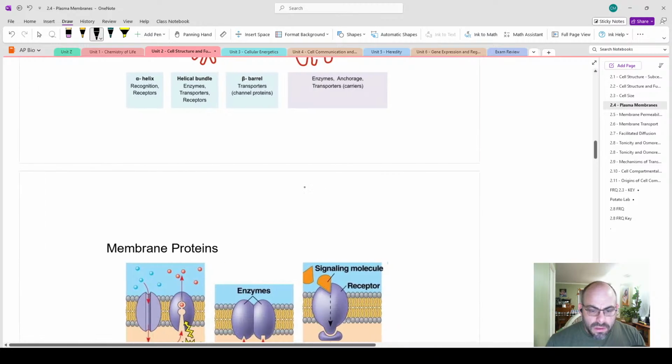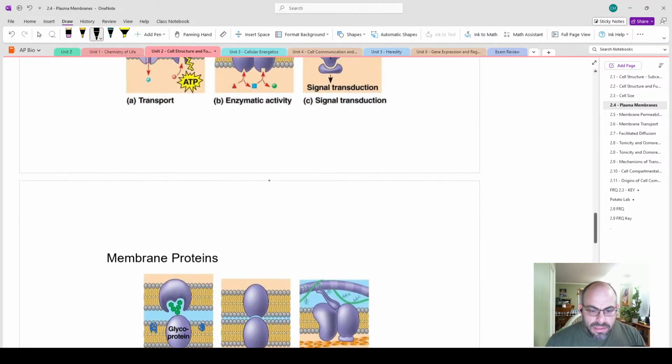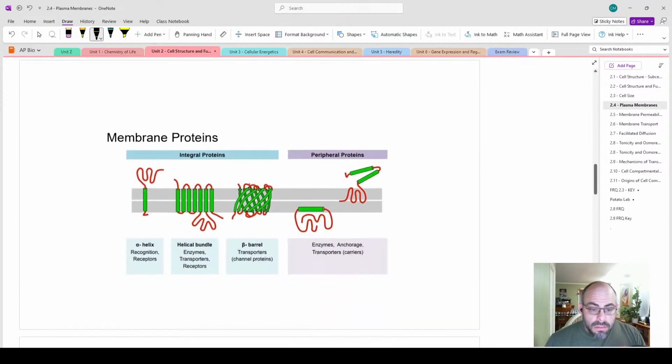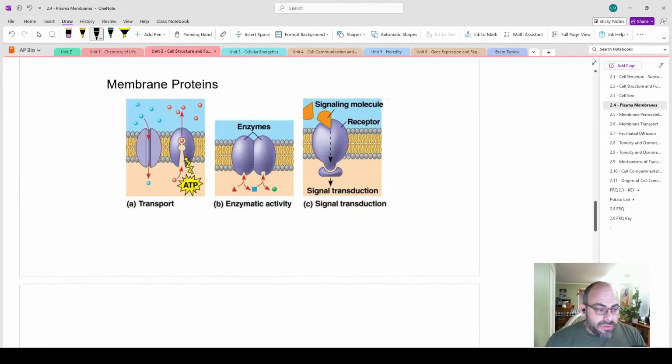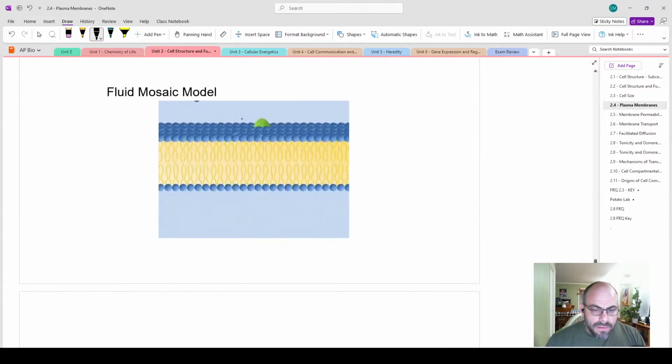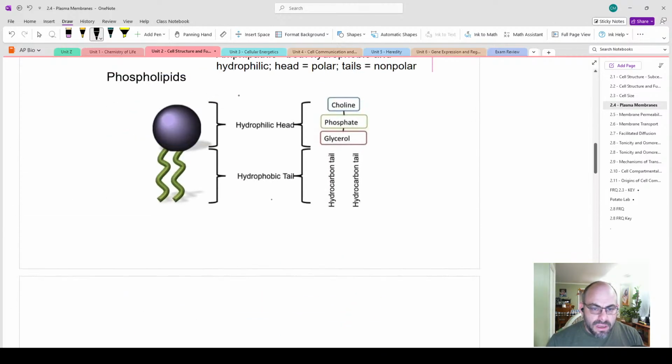So here's some more. These aren't really beans, but yeah, they're proteins. And those membrane proteins have several functions, which we talked about. And in this picture was just the idea that it's a fluid, it's always moving, it's a mosaic, it's composed of lots of things.